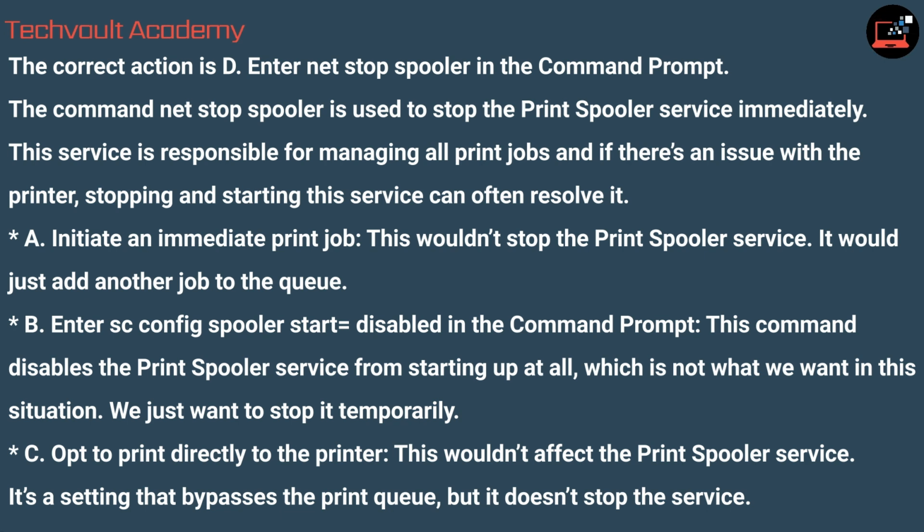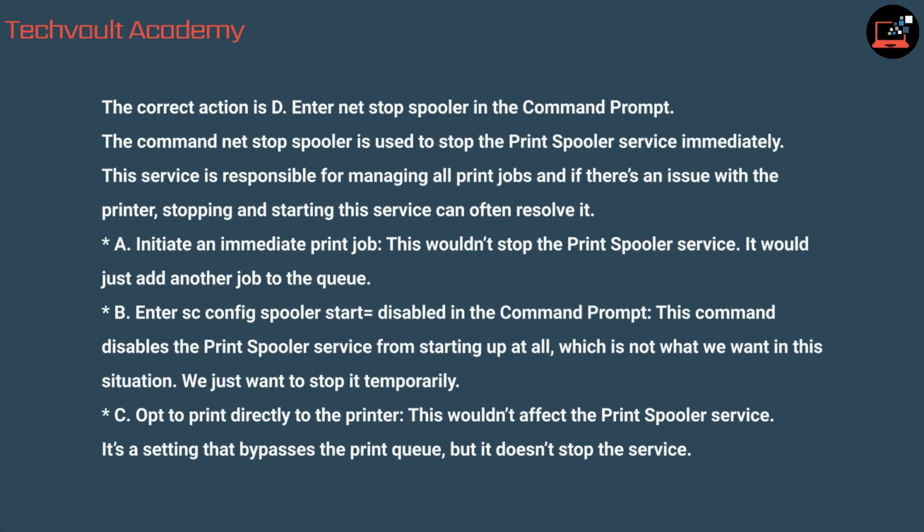A. Initiate an immediate print job. This wouldn't stop the print spooler service. It would just add another job to the queue. B. Enter sc config spooler start= disabled in the command prompt. This command disables the print spooler service from starting up at all, which is not what we want in this situation. We just want to stop it temporarily. C. Opt to print directly to the printer. This wouldn't affect the print spooler service. It's a setting that bypasses the print queue, but it doesn't stop the service.